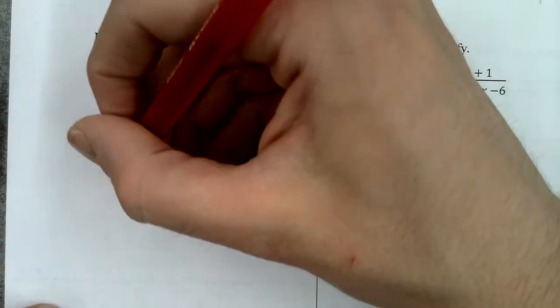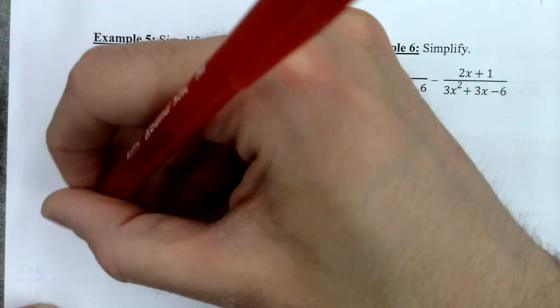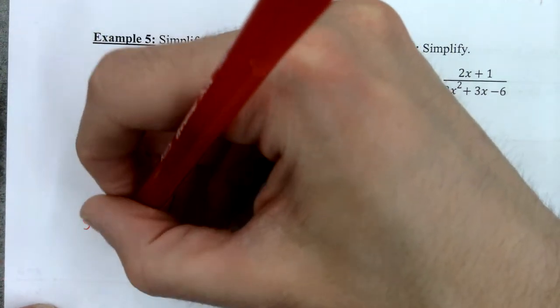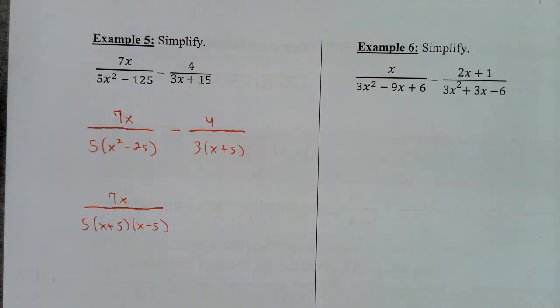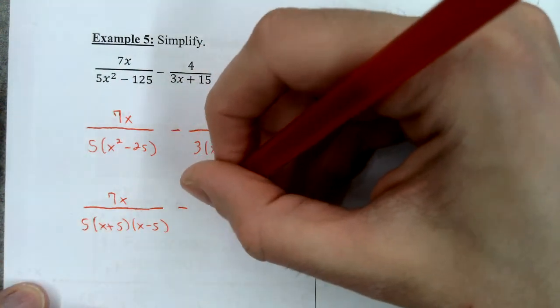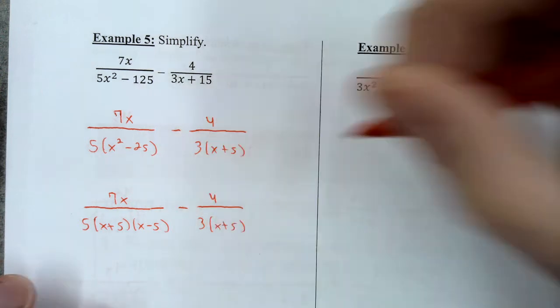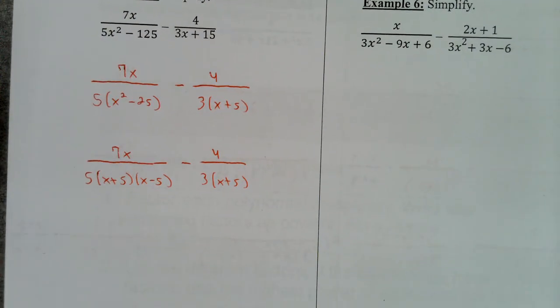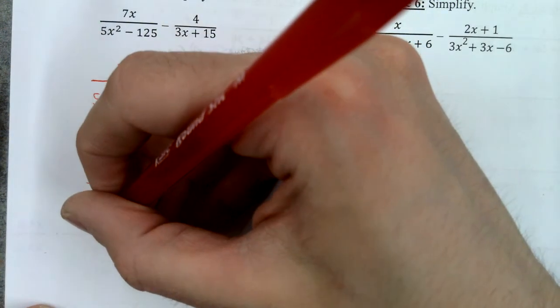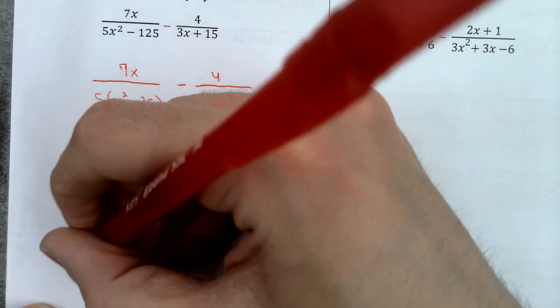So 7x over 5 times x plus 5 times x minus 5. A squared minus B squared equals A plus B times A minus B. And minus 4. Okay, so I'm just going to recopy that step again because I don't want to combine any steps. I want to make this as neat as possible. I don't want to combine anything.